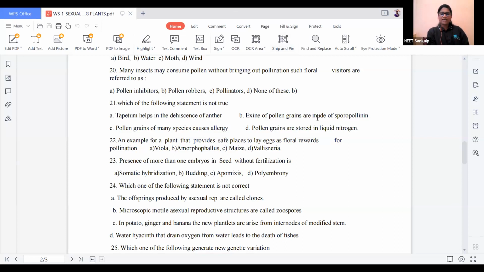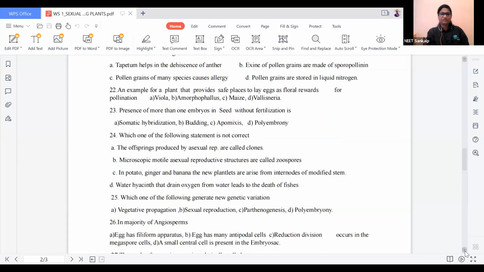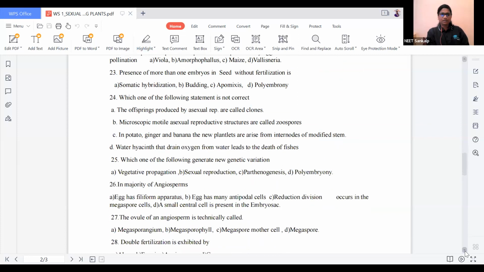So few of you answered it as option D and most of you answered it as option C. Option C is the right answer, which is the wrong statement among these. Next question, 25th. Which one of the following generates new genetic variation?